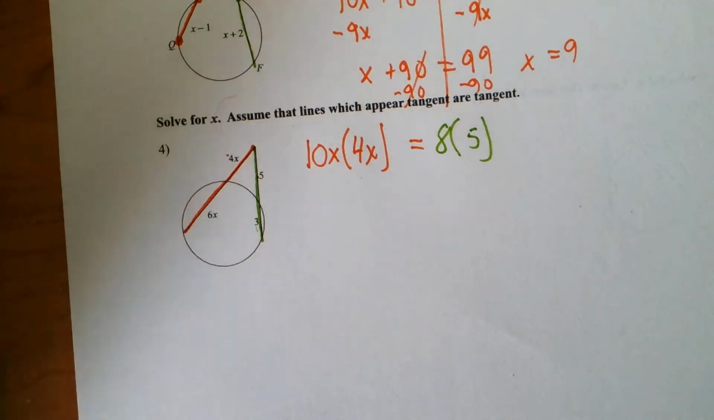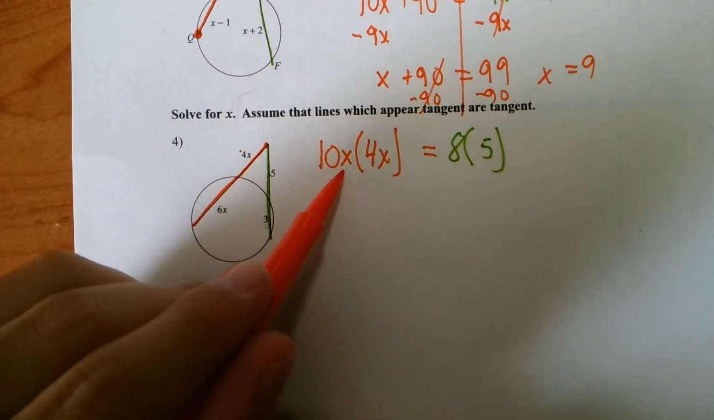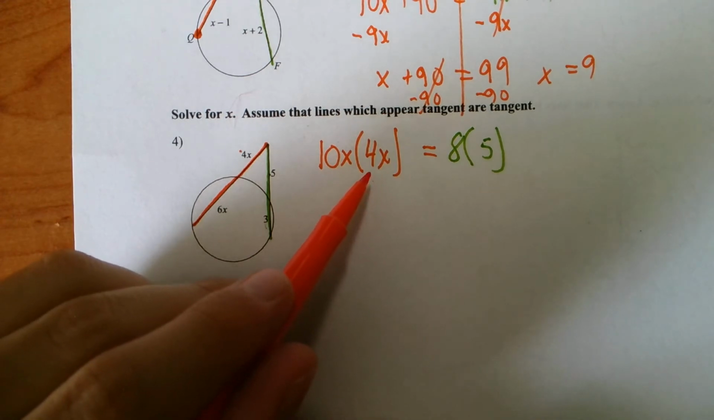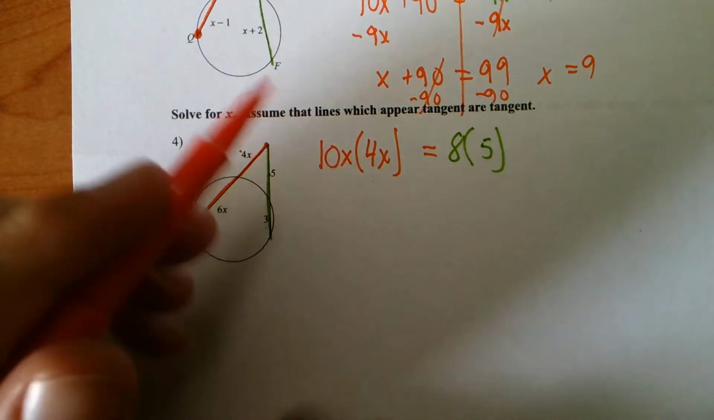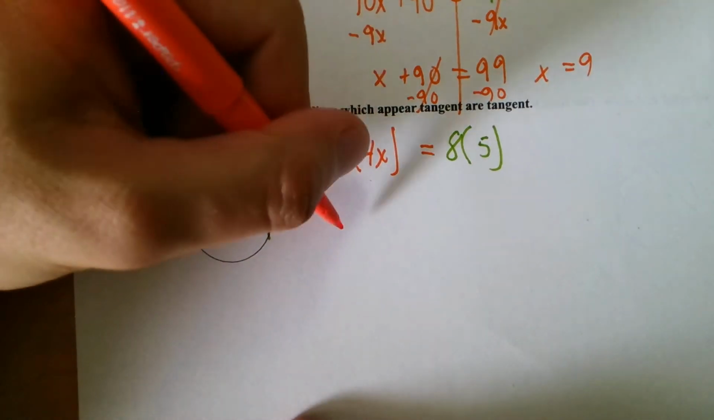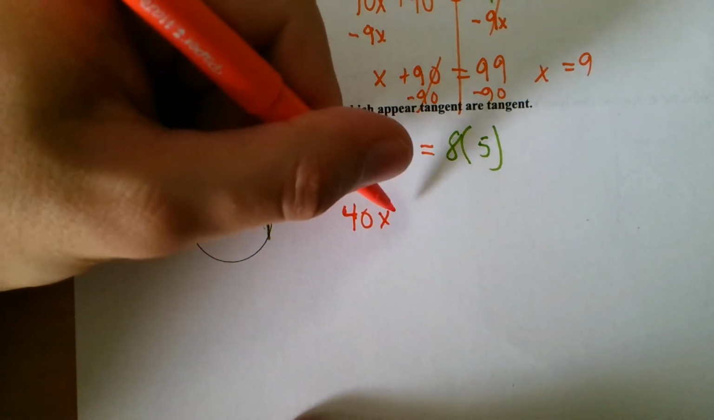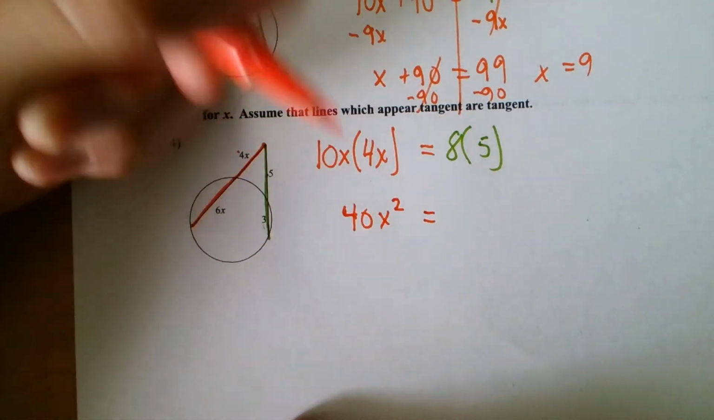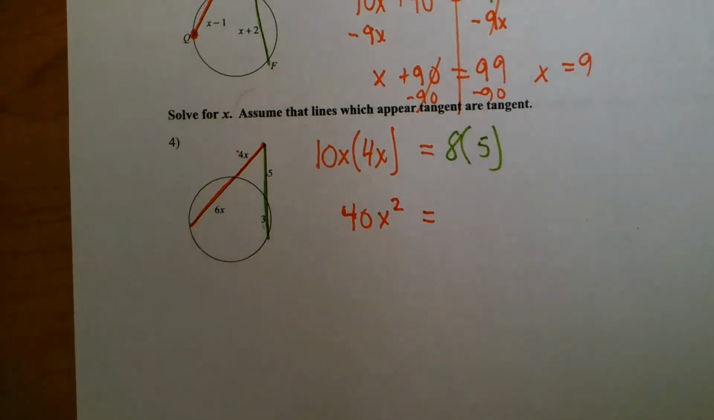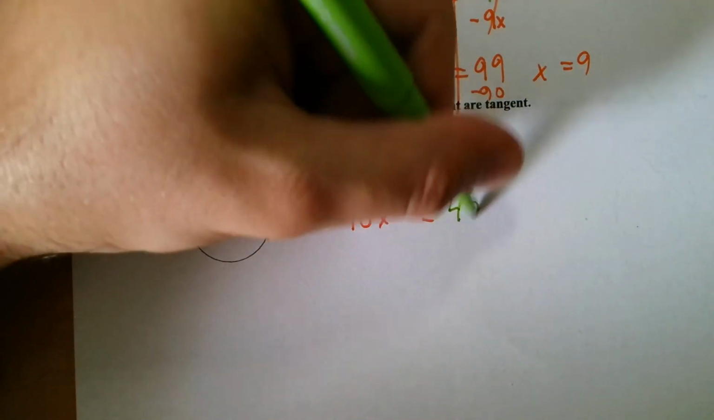Okay, now what's different about this example? Well, if you look on the left, I have 10x times 4x. In the other examples, we have not multiplied variables yet. So just remember what happens when you do. 10 times 4 becomes 40, but also I have to do x times x, which becomes x to the second, or x squared. Alright, on the other side, 8 times 5, that's simple. That's just 40.